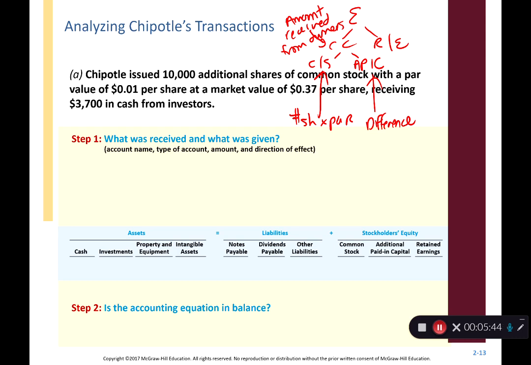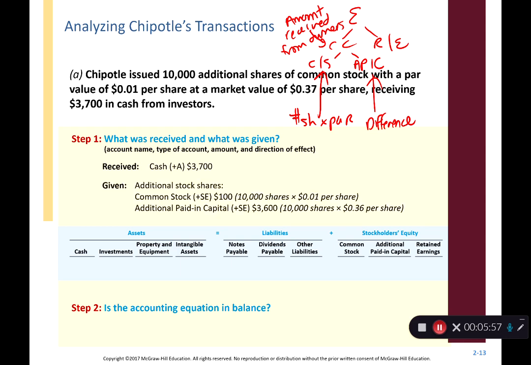So the first thing we need to do is figure out what was received and what was given. Well, we received $3,700 and we gave ownership of our business. So cash would have gone up $3,700, and then we got $3,700 in equity. Now, a lot of students might think, well, cash goes up, but I'm giving away equity, so equity goes down, and that would be incorrect.